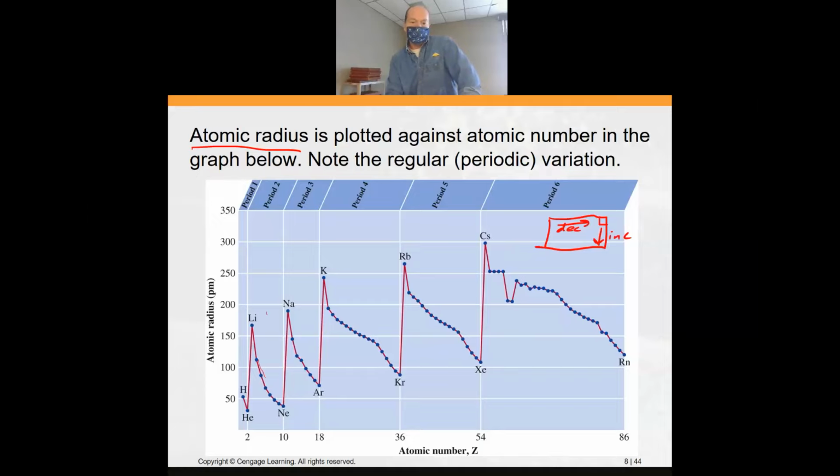When you go from lithium across to neon, you see that you're getting smaller. That is the decrease shown here. When you go from lithium to sodium to potassium, which are in the same group, as you go down the periodic table, you are increasing the size of your radius.